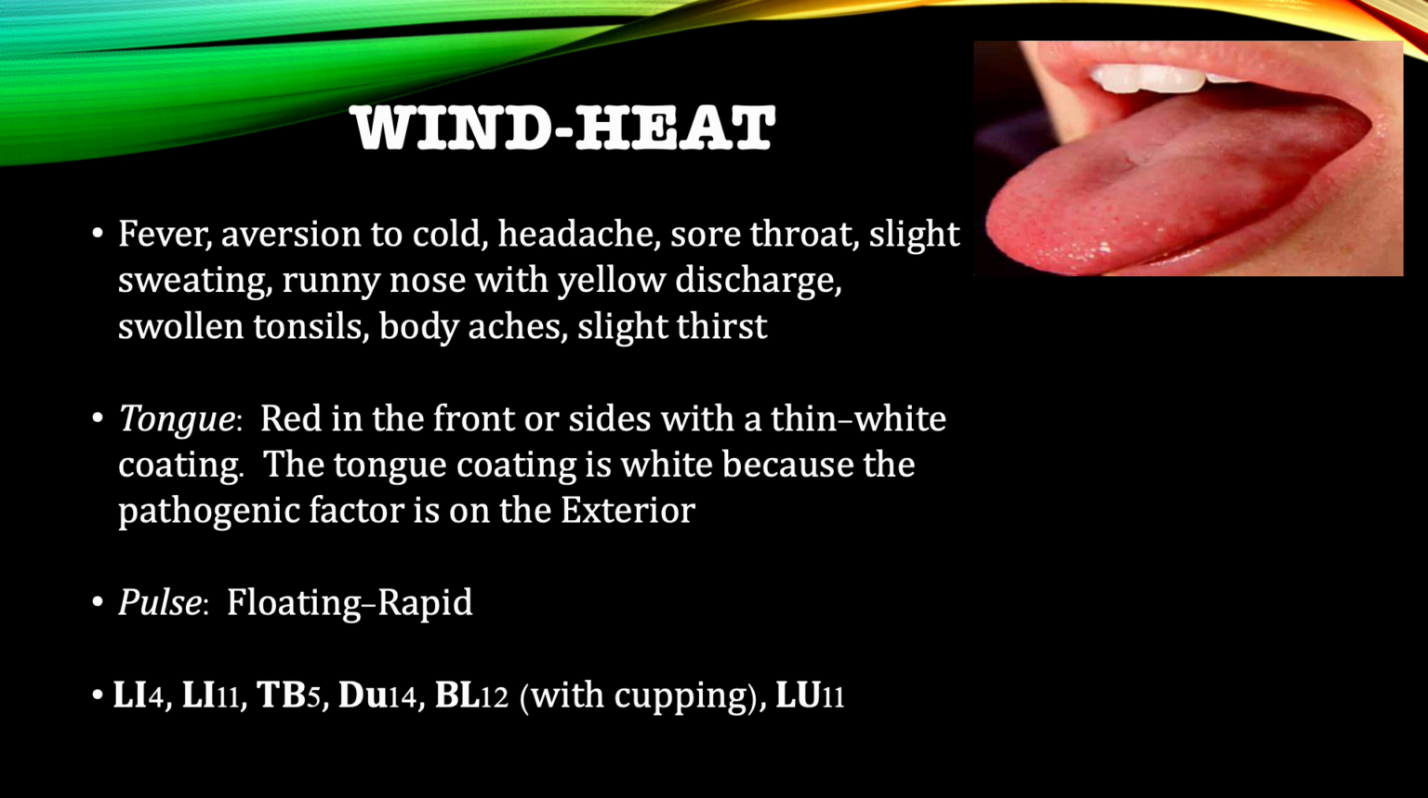Wind heat: fever, aversion to cold, headache, sore throat, slight sweating, runny nose with yellow discharge, swollen tonsils, body aches, slight thirst. Tongue is red in the front or sides with a thin white coating. The tongue coating is white because the pathogenic factor is on the exterior. Pulse, floating rapid. Points: Li4, Li11, triple burner 5, DU14, bladder 12 with cupping, and lung 11.